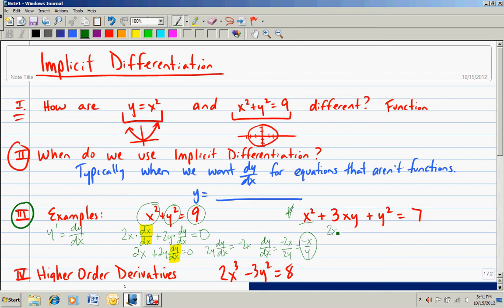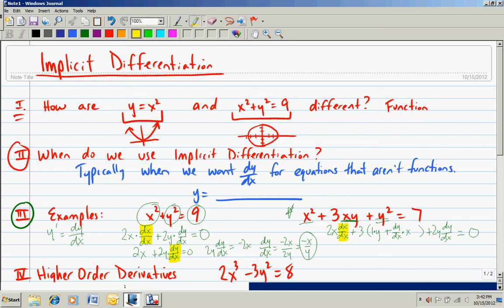Here we'll take the derivative of the first term, which is 2x dx/dx, plus 3 times, and now we actually have a product here. xy is a product, so I have to take the derivative of the first term. So the derivative of x would just be 1 times y, plus the derivative of the second term, which is dy/dx, times the first term, x, and then plus 2y dy/dx for the derivative of the third term here. And the derivative of 7 is simply 0, so now we're all set.